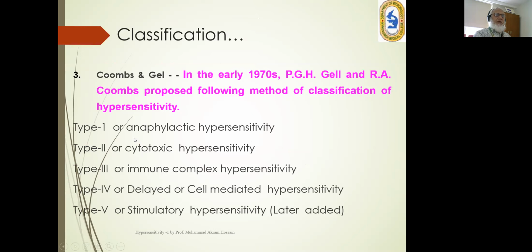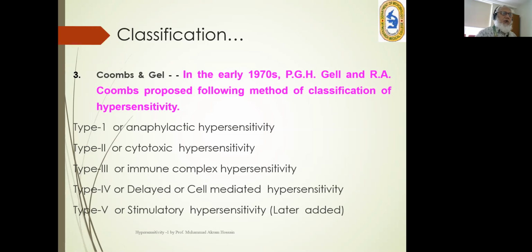Type 1 is anaphylactic hypersensitivity. As the name suggests, there is anaphylaxis, a rapid reaction. Type 2, also known as cytotoxic hypersensitivity. Type 3, immune complex hypersensitivity. Type 4 is delayed or cell-mediated hypersensitivity. And type 5, not named by Coombs and Gell, that was added later, is stimulatory hypersensitivity.